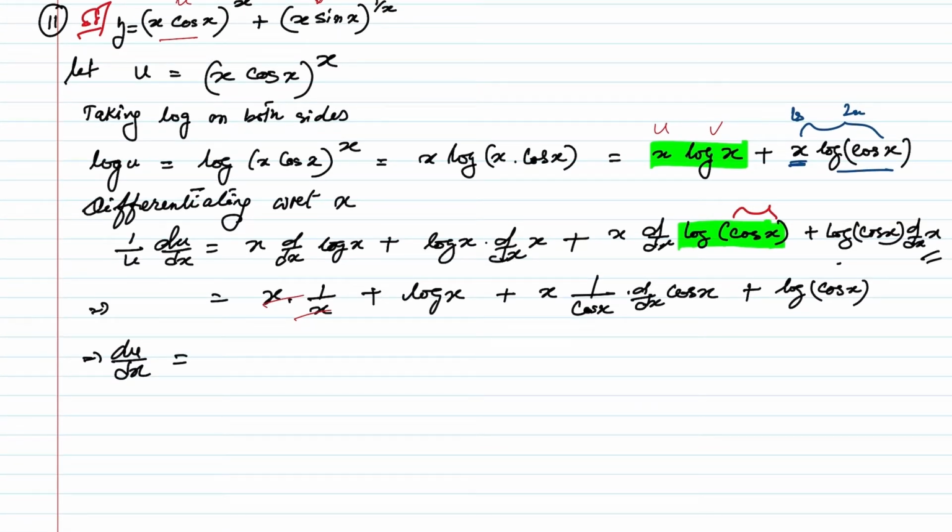So du by dx is equal to u into 1 plus log of x plus x into, and you see derivative of cos x is minus sin x, so let me make this sign minus, so minus x into sin x by cos x plus log of cos x.